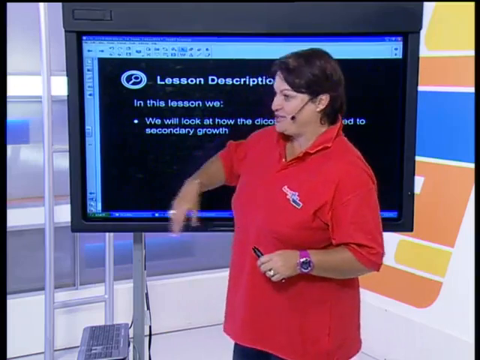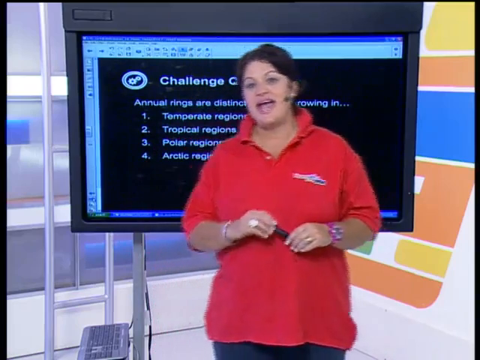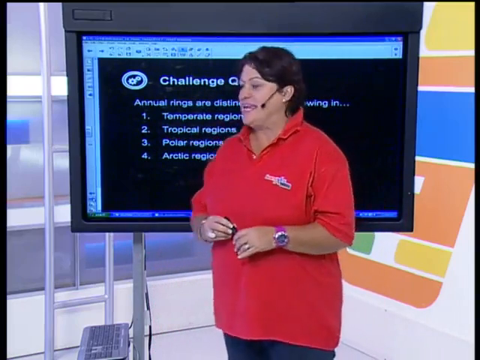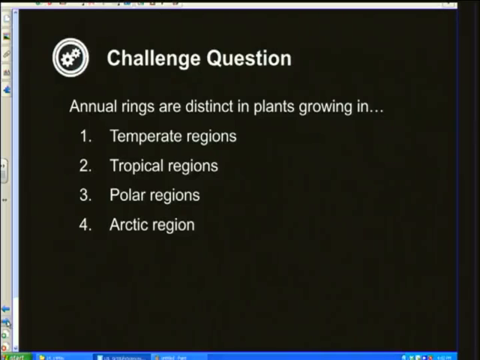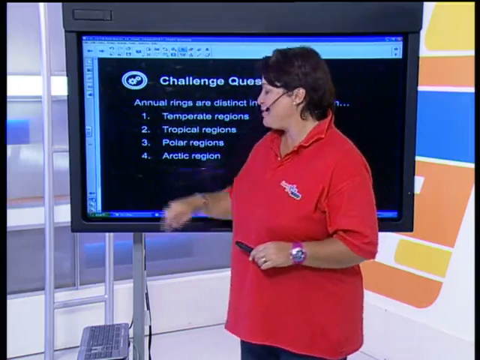First of all, our challenge question. You know me, it's always a multiple choice question, and the question is quite straightforward. It says, annual rings are distinct in plants growing in, and I give you 4 different kinds of regions: temperate, which is another word for mild or moderate, tropical regions, polar regions, and Arctic regions. Which one do you think you're going to find annual rings more distinct in? Just carry on listening to the program, and you're going to find out the answer pretty quickly.